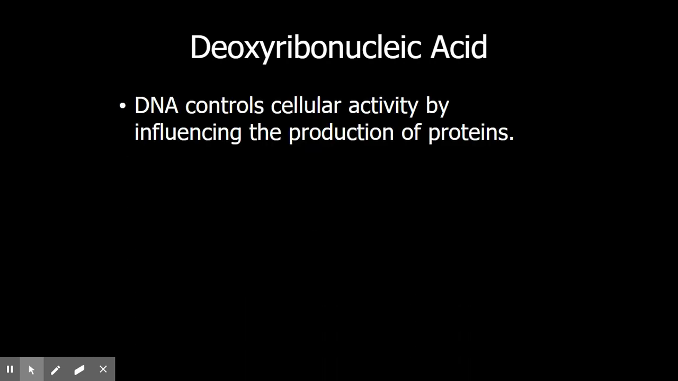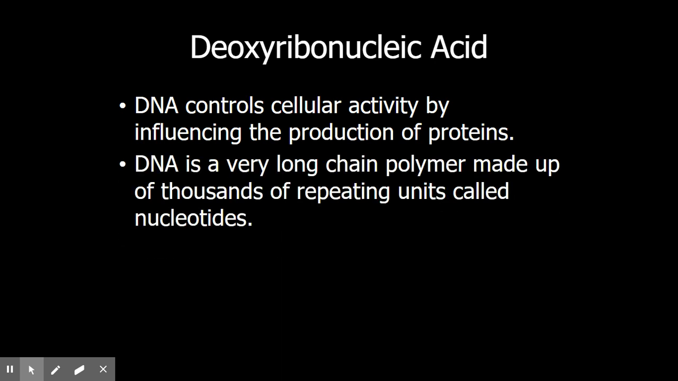Okay, so DNA controls cellular activity by influencing the production of proteins. DNA is a very long chain polymer. So poly means more than two, excuse me. So it's a polymer made up of thousands of repeating units called nucleotides. And you guys should remember that nucleotides are the monomers or the building blocks for all nucleic acids, both DNA and RNA.